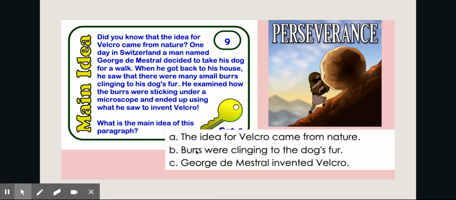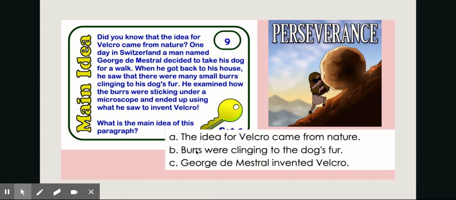Did you know that the idea for Velcro came from nature? One day in Switzerland, a man named George de Mestral decided to take his dog for a walk. When he got back to his house, he saw that there were many small burrs clinging to his dog's fur. He examined how the burrs were sticking under a microscope and ended up using what he saw to invent Velcro. What is the main idea of this paragraph?